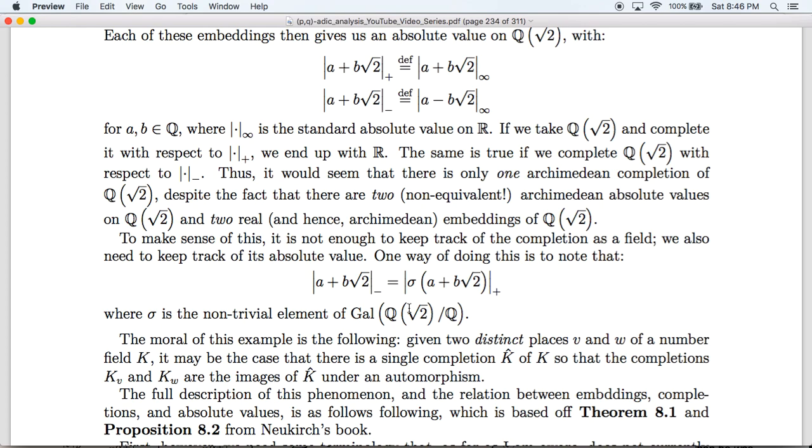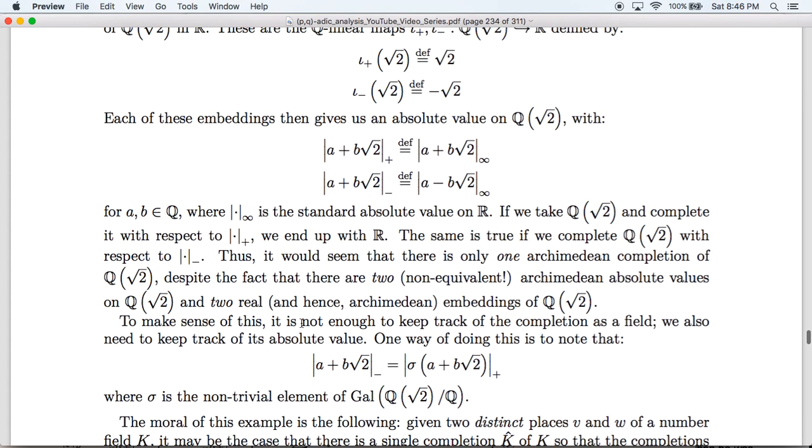The moral of this example is the following. Given two distinct places of a number field, V and W, it may be the case that there is a single completion K hat of K, so that the completions KV and KW are both copies of K hat that are related to one another by an automorphism. And that's what we have here.